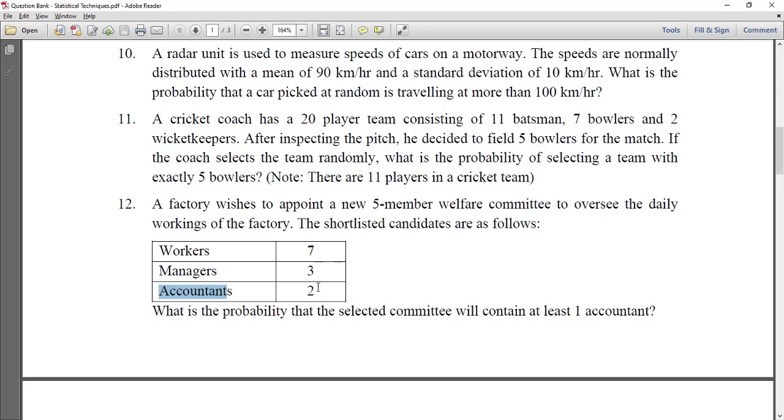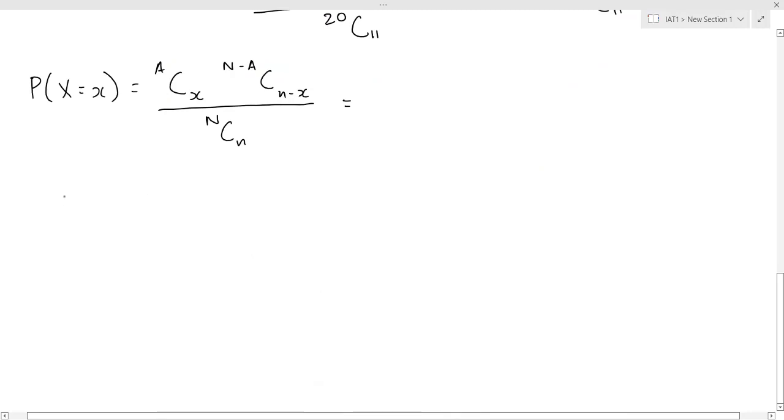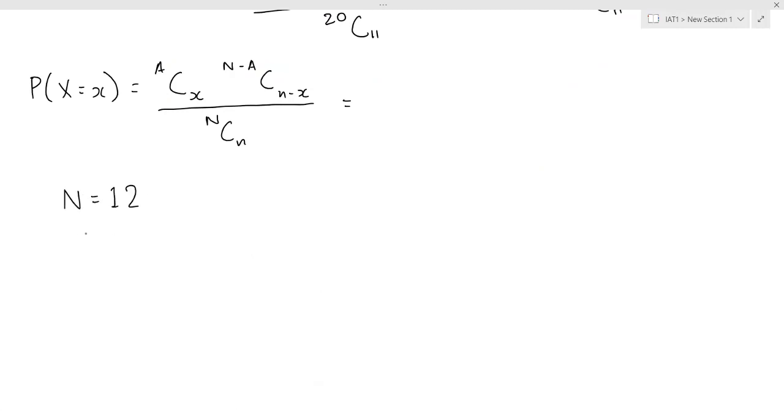Okay, out of those 12 people, we need only 5 members in the committee, right? So what is going to be our population? Our population is going to be 12 because there are 12 members in the company. Out of those 12 members, how many members do we need in our committee? We need only 5 members. So our sample size is going to be 5.